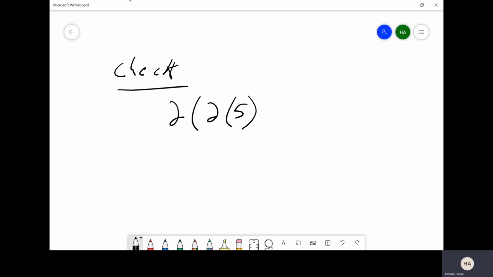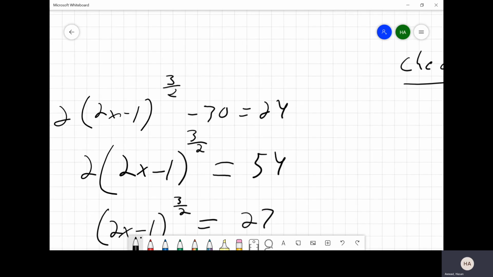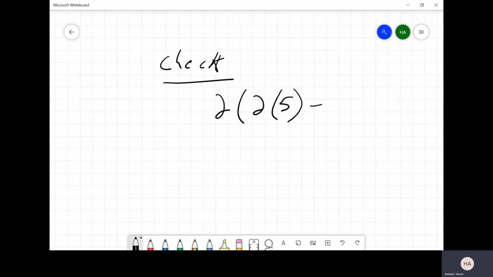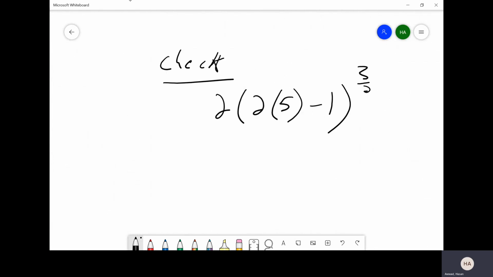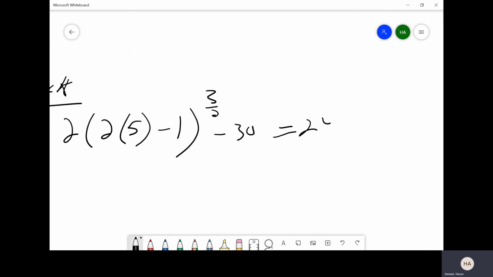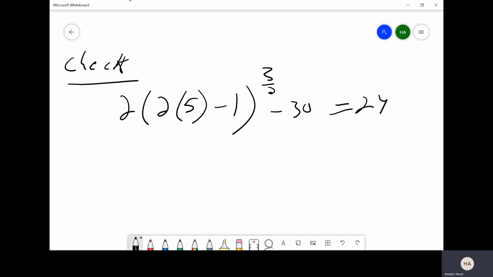X was equal to 5, and this is minus, what was it, minus 1? I don't remember, minus 1, sure. So minus 1 to the 3/2 power minus 30 is equal to 24. Okay, let's simplify what's inside the parentheses.